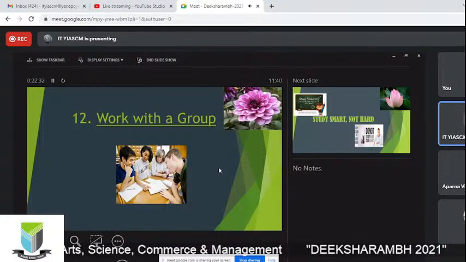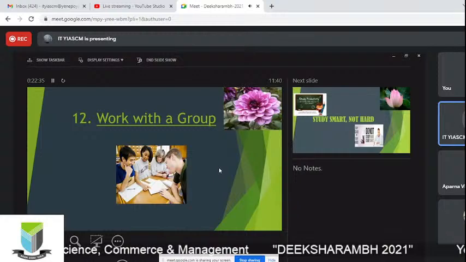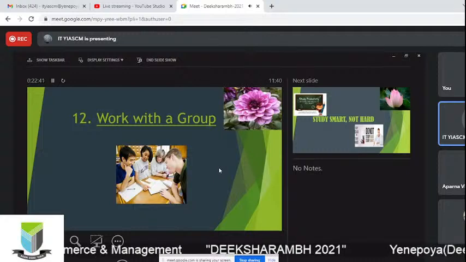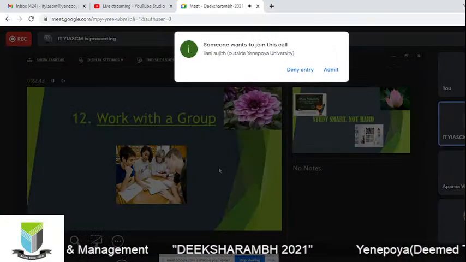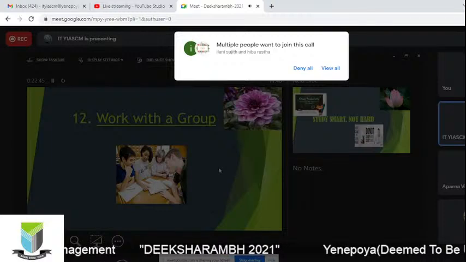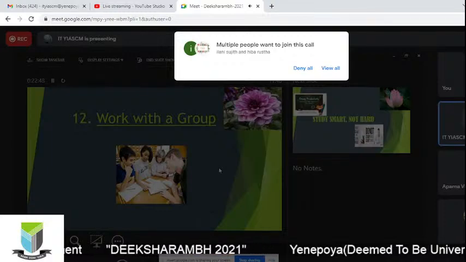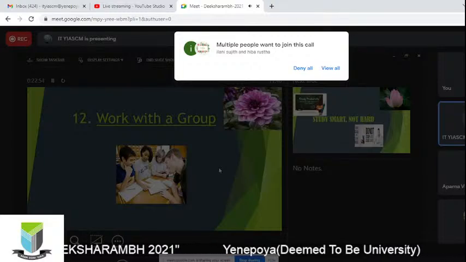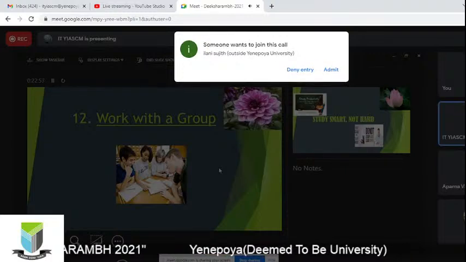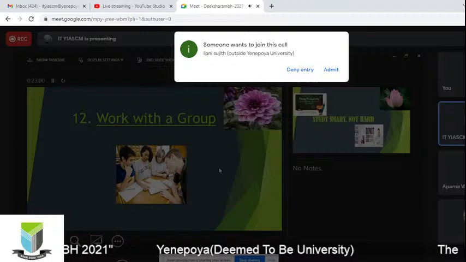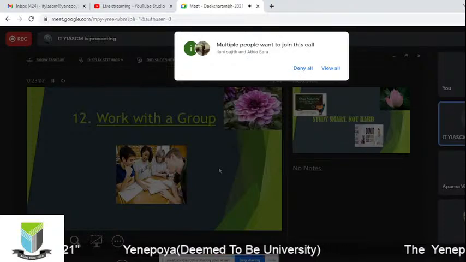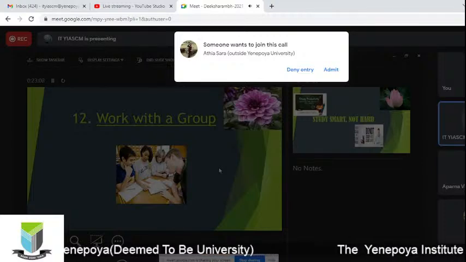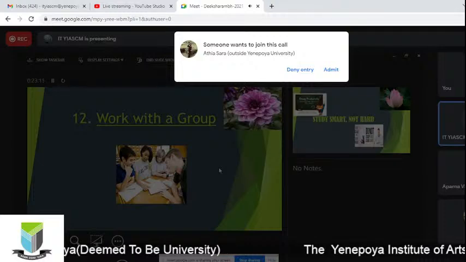Work with a group means working with the classmates. It encourages an interactive environment to keep you engaged. You ask the questions for others, and they will ask questions for you. Then you discuss with each other. You take one topic and discuss it with each other. That time you will get more knowledge about that particular topic.